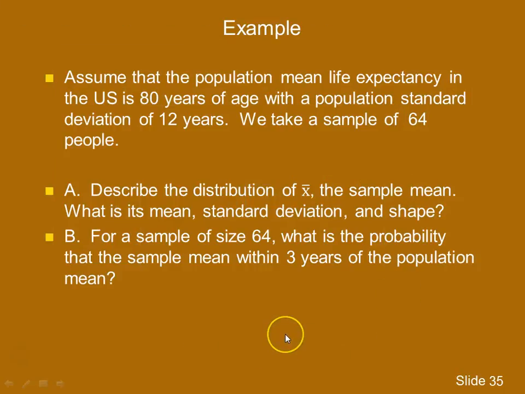Let's do one more example of the distribution of x bar, similar to the one we just did. Assume that the population mean life expectancy in the U.S. is 80 years of age, with a population standard deviation of 12 years, and we take a sample of 64 people. Describe, once again, similar to the last problem, the distribution of x bar, that is, what's its mean, standard deviation, and shape. And secondly, I ask you a probability question. For a sample of size 64, what would be the probability that the sample mean would be within 3 years of the population mean?